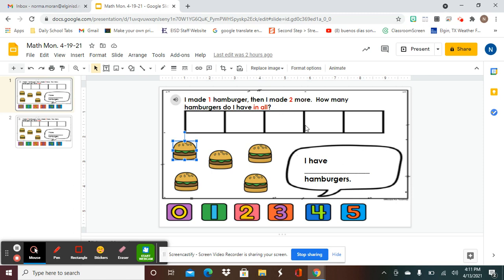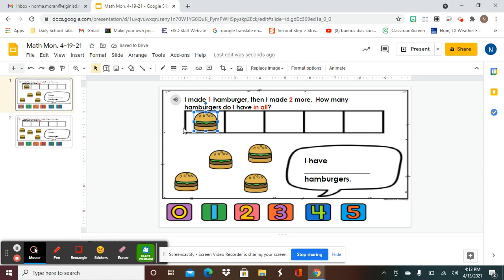So let's read this one. I'm going to read it for you. It says here, I made one hamburger, then I made two more. How many hamburgers do I have in all? So, first, how many hamburgers did I have? Do you remember? One. I had one hamburger. So I'm going to move that hamburger up here.